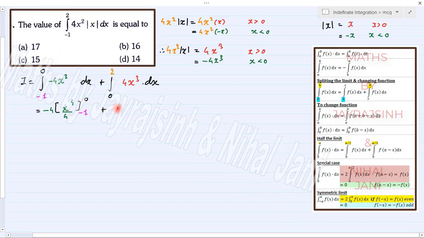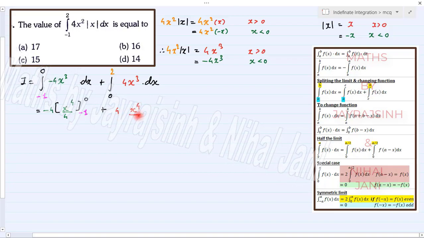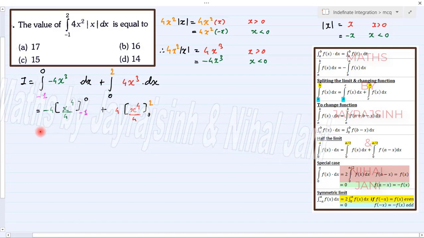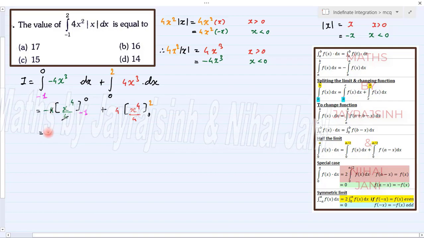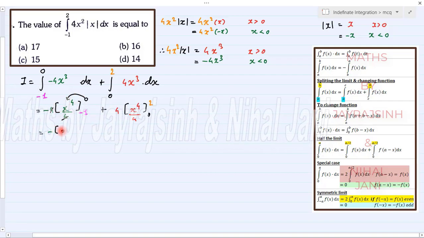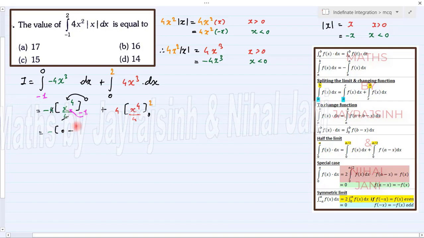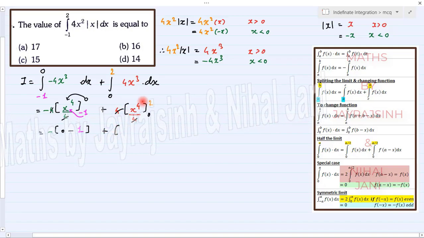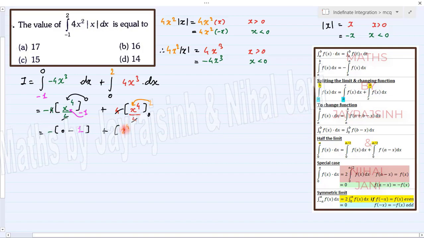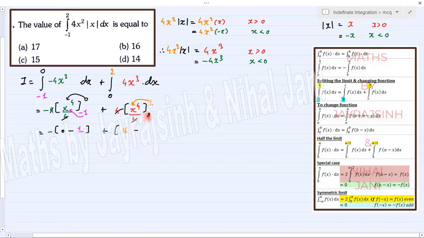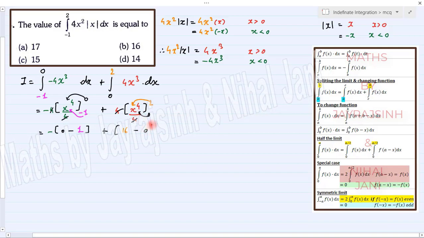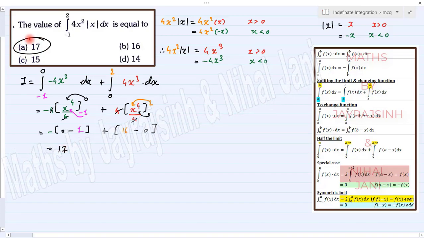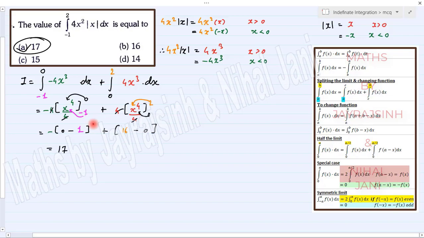Similarly, in the second term, your 4 will be as it is. Integration of x cube will be x raised to 4 by 4. And your limit is from 0 to 2. Now, this 4 will cancel out. Substitute the upper limit, we will get 0 raised to 4 minus, from the lower limit, we will get 1. Plus, 4 will cancel out. From the upper limit, we will get 2 raised to 4, or we can say 16, minus, from the lower limit, we will get 0. So your final answer will be 17, which is given in option A. Ta-da!